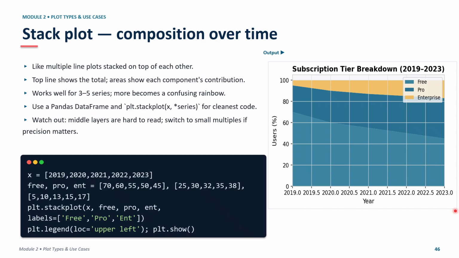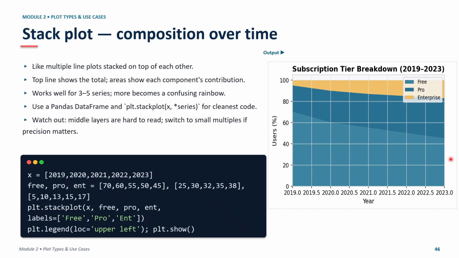How do you read the stack plot? The height of each colored area at any x position shows the component value at that particular time. And the total height, the top line, shows the sum of all the components. Here you can see that the top line is at 100, and you can see how the composition, the proportion of each piece, changes over a period of time. Here you can see how the user proportion changes over time.